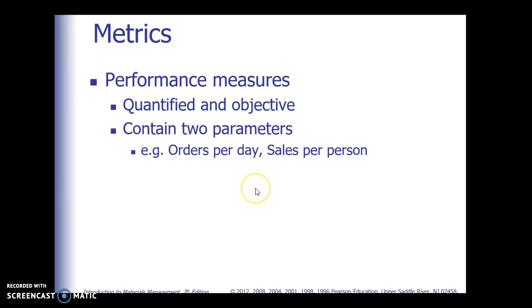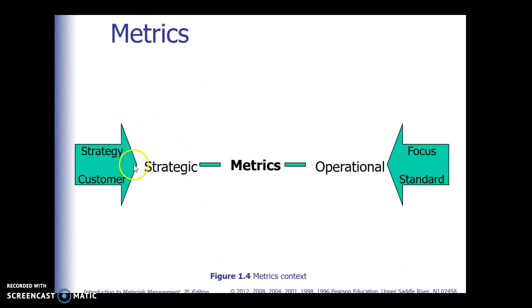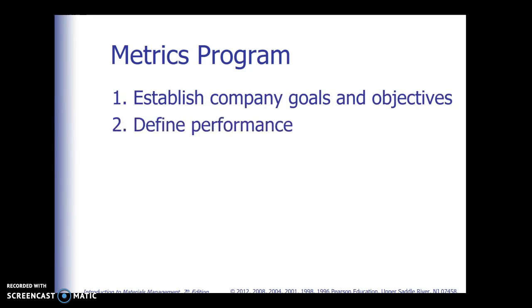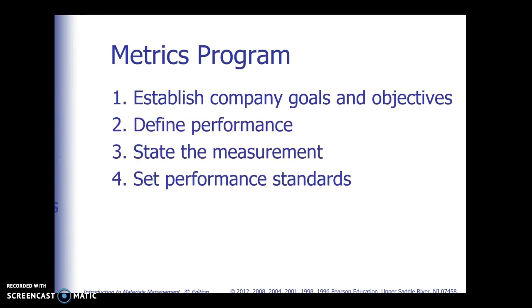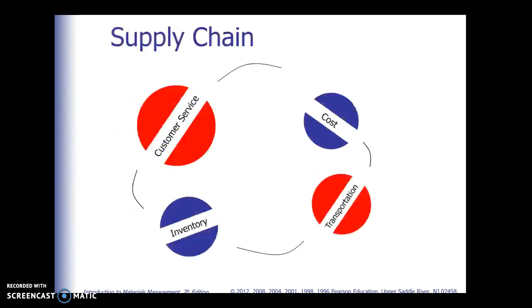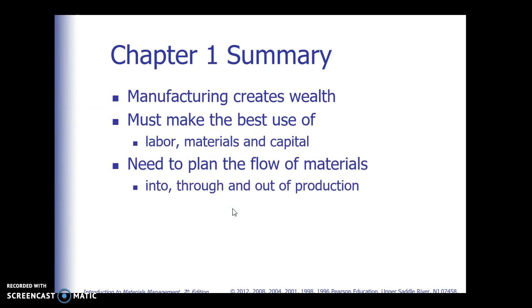Now, when we think about the metrics, there are different performance measures. They're quantified and objective, and they have to have two parameters, like orders per day or sales per person. You've got your performance standards that set the goals and establish controls. And here is a great illustration of the metric, and the objectives of a metrics program, and the supply chain. And our chapter summary.